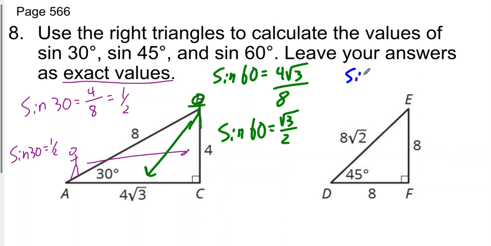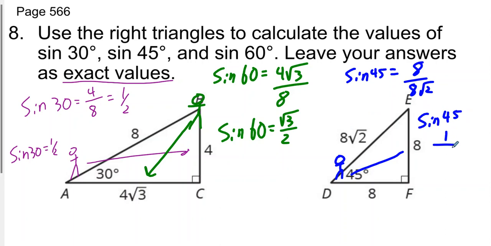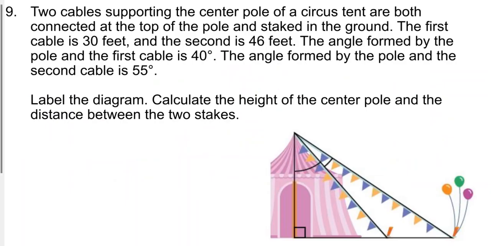And then I have to do sine of 45. The sine of 45 degrees, opposite, this is where I'm standing, is 8 over hypotenuse, 8 square root 2. So sine of 45 degrees would equal 1 over square root of 2. We normally don't write square roots in the denominator, but I'm going to let it slide this time. So let's actually do this with some math now.